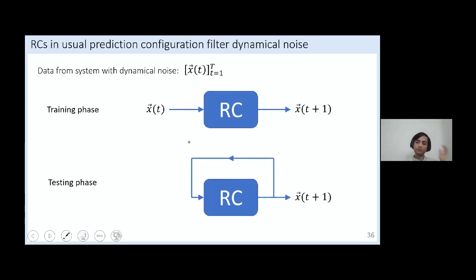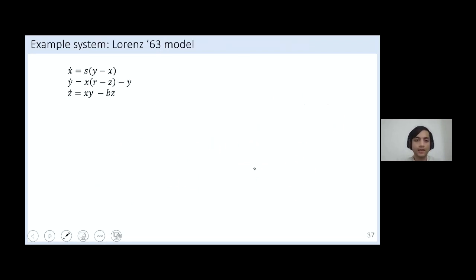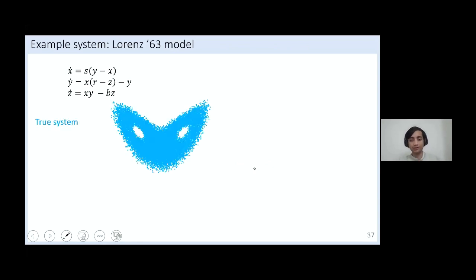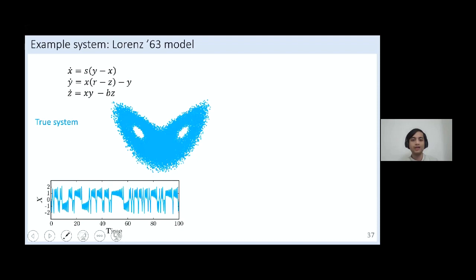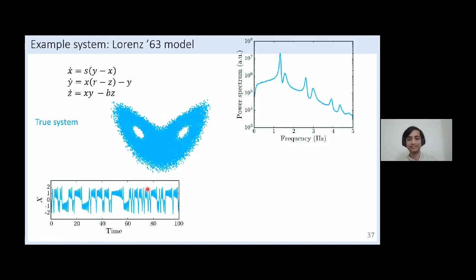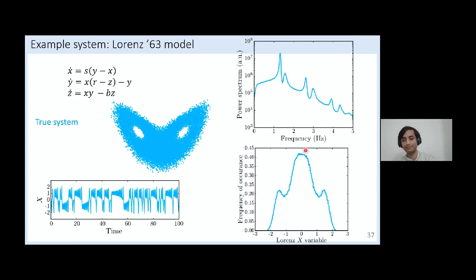And what we're going to do is take the reservoir and use it in the typical prediction architecture. We're just going to train it to learn the next time step map. And in the testing phase, we'll just run it in a closed loop, right? As an example system, we'll take the Lorenz model again. This is what its attractor looks like as a clean system. This is what the trajectory looks like. And the power spectrum of the Z variable has these peaks, and the histogram of the X variable looks something like this, right? It's a trimodal distribution.